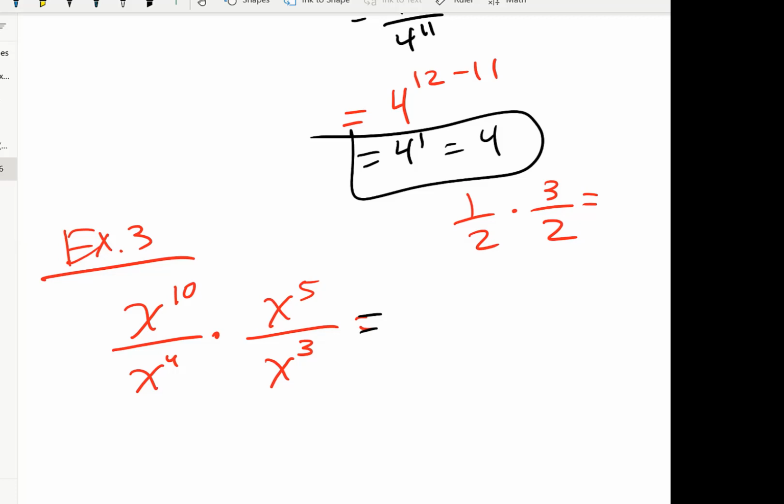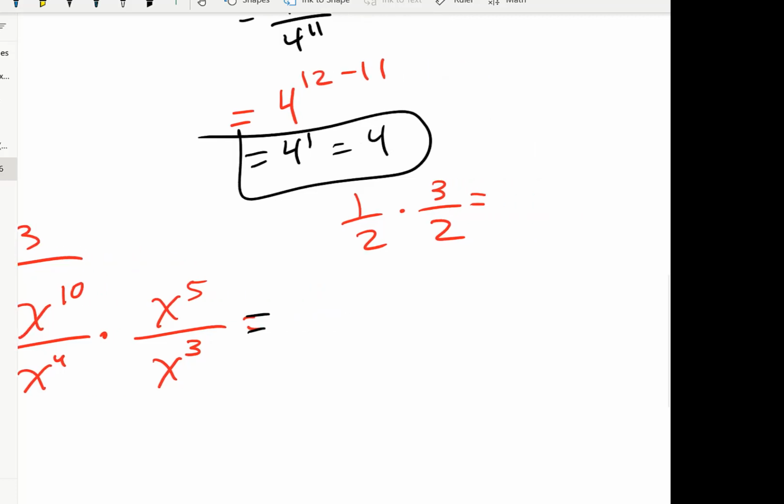3/6. You multiply straight across. So it's just 1 times 3, which is 3, and then 2 times 2, which is 4. It's 3/4. That's it.